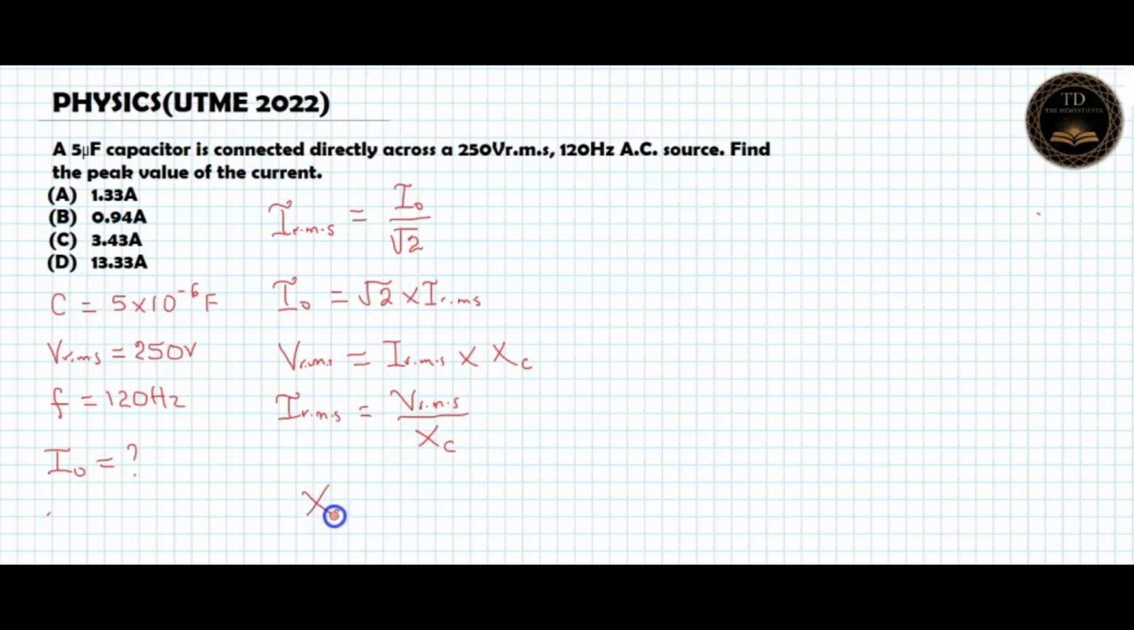So we also need to get our capacitive reactance. Recall that it is equal to 1 over 2 pi FC. We need to get the capacitive reactance, put it here, to be able to get our root mean square current, and slot it in here to get the peak current. We already have this given. Once we get our root mean square current, we can slot it in here, and we'll get our peak current, and that will be it.